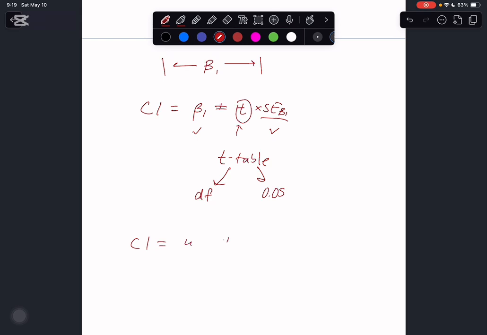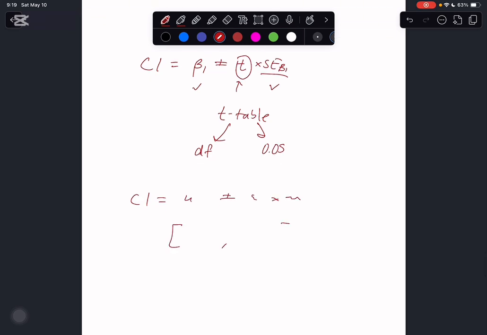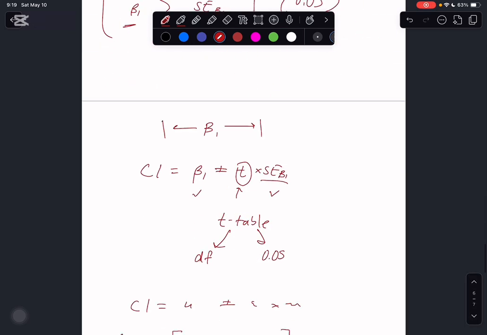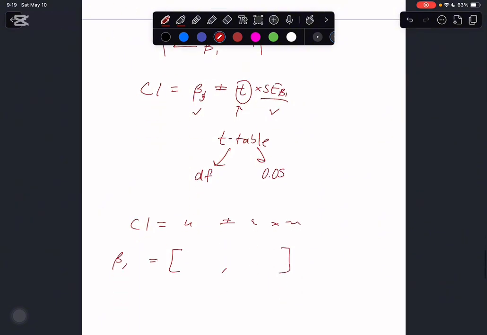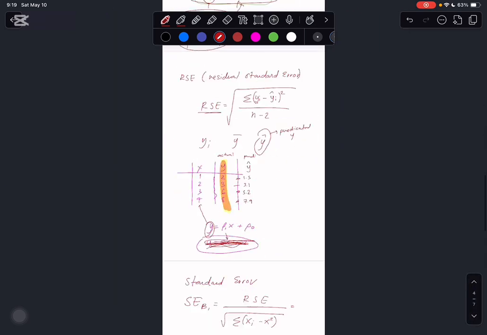whatever plus or minus whatever times whatever. What matters is that you get a range of values for what we think B1 should be. For example, if they say find the coefficient interval of B1, or find the coefficient interval of B0, do the same thing but use B0 and use the standard error of B0. These are the parts that I'm sure of.